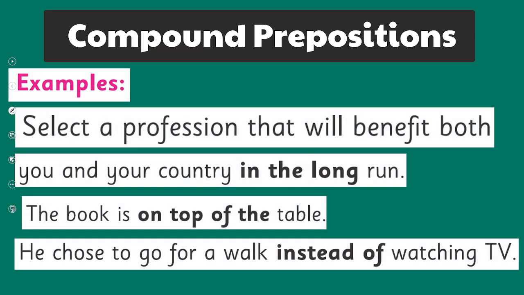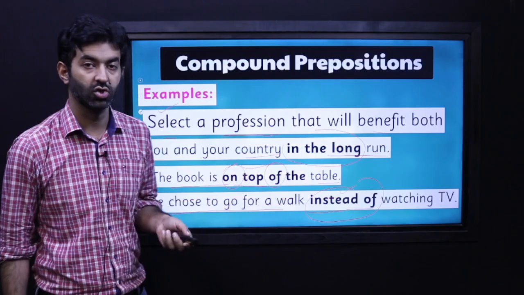Now, let's look at some examples. Here is a sentence taken from the text. Select a profession that will benefit both you and your country in the long run. So what is the compound preposition over here? Yes, in the long run. The book is on top of the table. Yes, on and of. These are two prepositions. He chose to go for a walk instead of watching TV. So instead of is also a compound preposition.